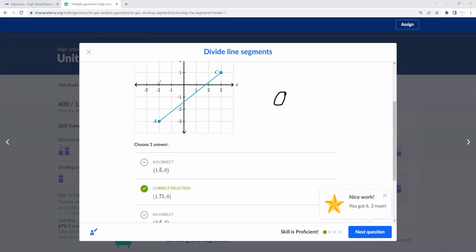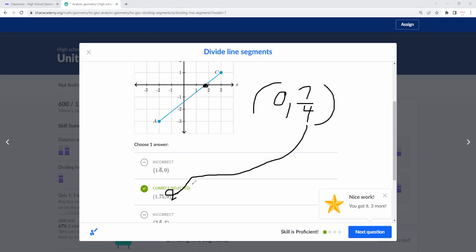Because remember, we ended up here. So this is where it's at. So where's that point at? It's at 7/4 and 0. 7/4, like I said, as a decimal is 1.75.